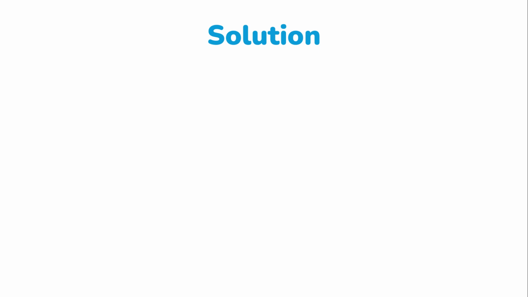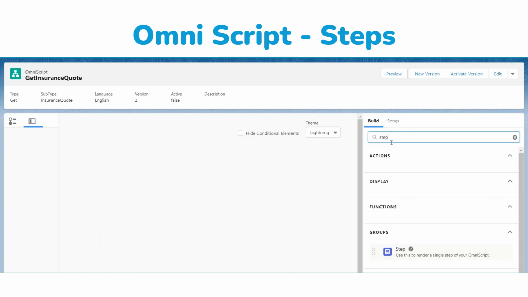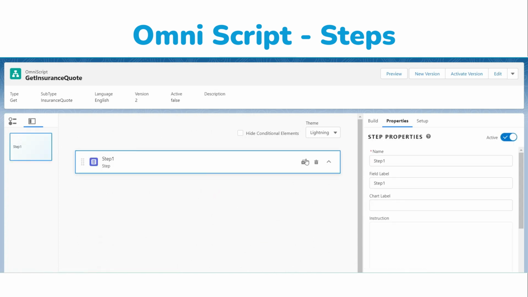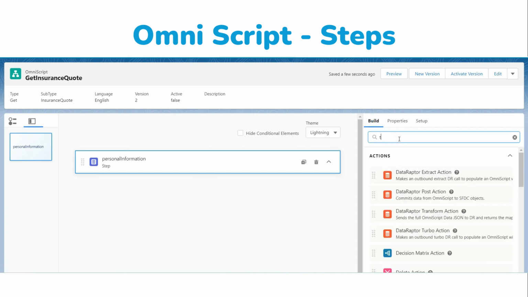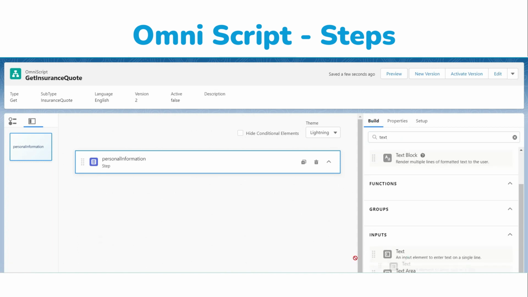Now, let's go through the different elements that we will use to build the OmniScript. Steps. Steps are used to display a single page where we can show steps chart, input fields and buttons. In our solution, we will use multiple step elements to collect different types of information according to sections.